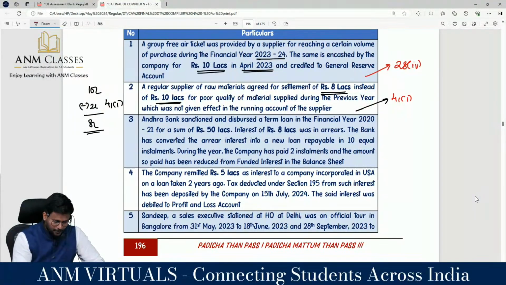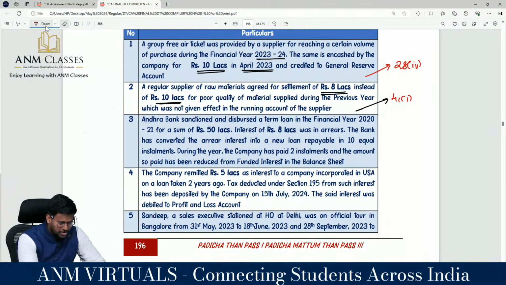I'm moving to the next one. This section is talking about PGBP, right? We have discussed this in depth. I'm moving to the third one.